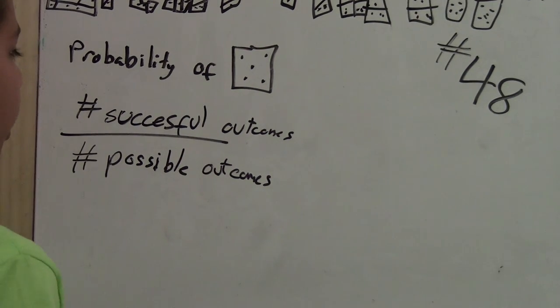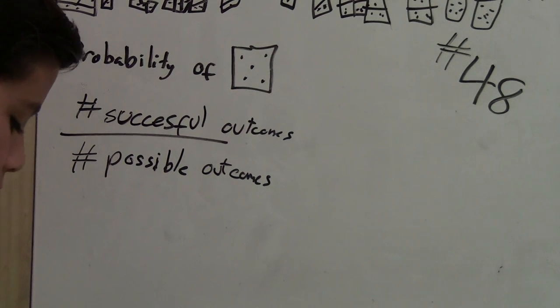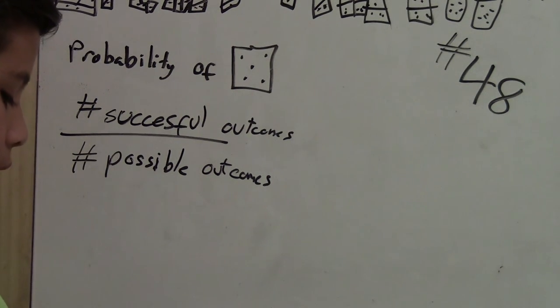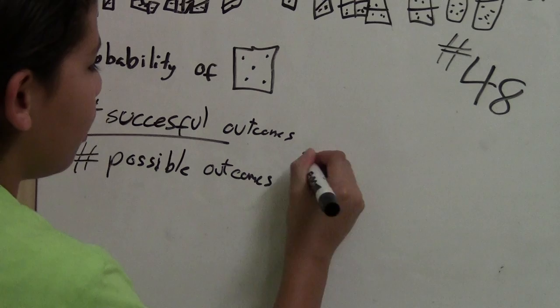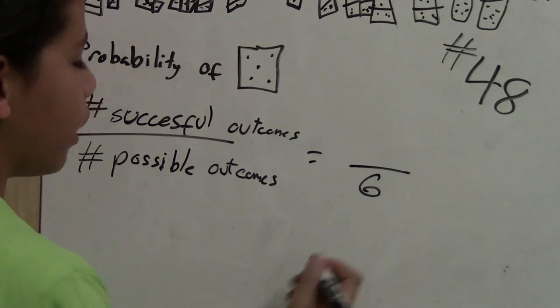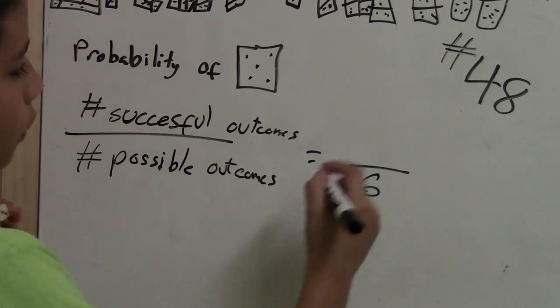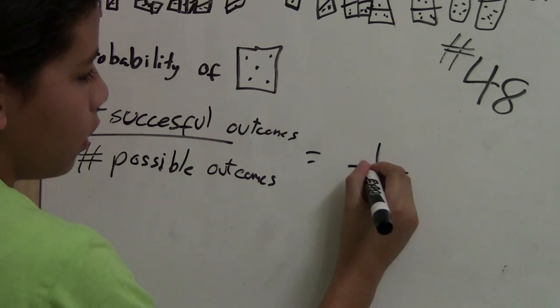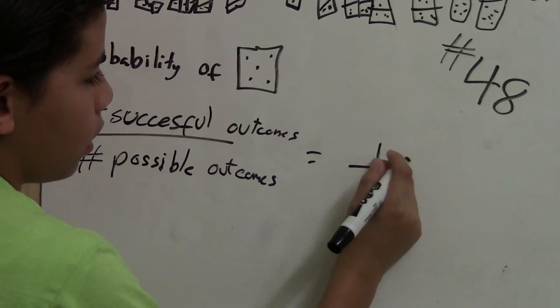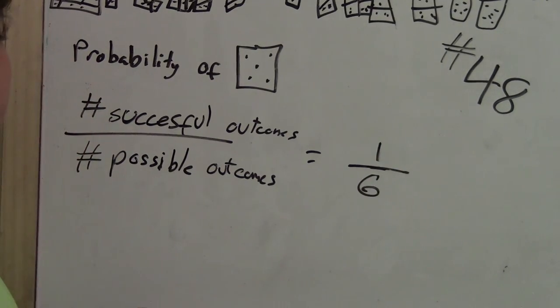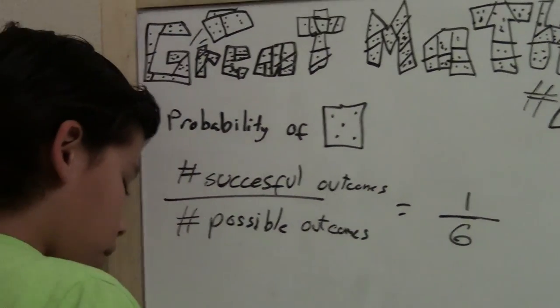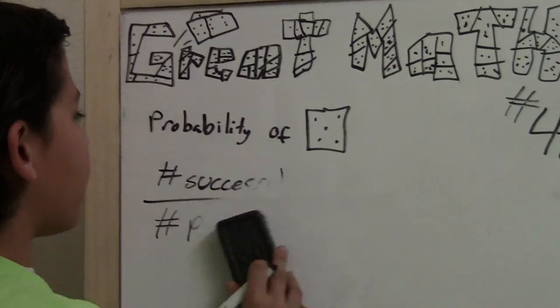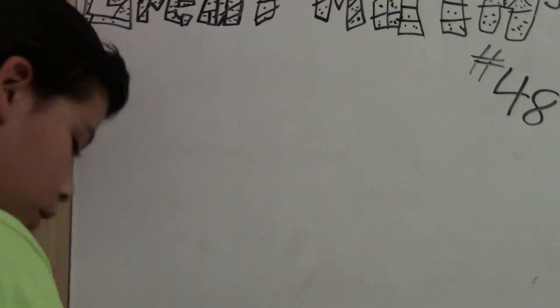So the possible outcomes for a dice: there are 6 sides, so there's only 6, and there's only 1 five. So 1/6 is the answer. Yeah, so it's 1/6. Okay, so that's only A of this problem. Let's do B.